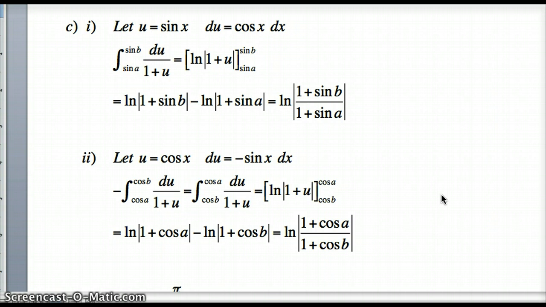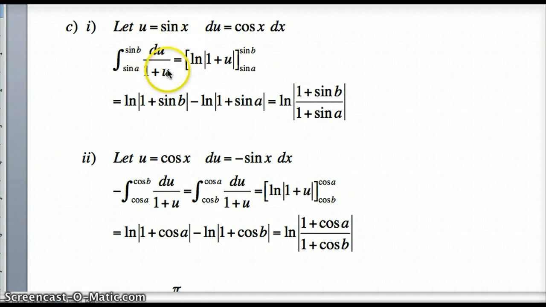Okay, so you're asked to integrate cos x over 1 plus sine x. So you let u equal to the sine x, or you could let u equal to 1 plus sine x, it wouldn't really matter. Either way, du is cos x dx. So you're going to get du over 1 plus u, and then the limits change from b and a to sine b and sine a.